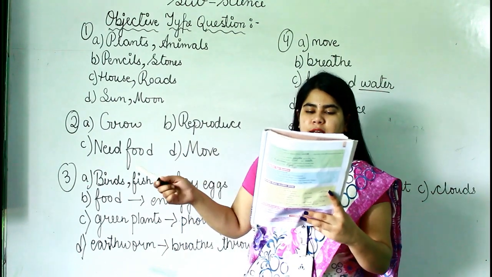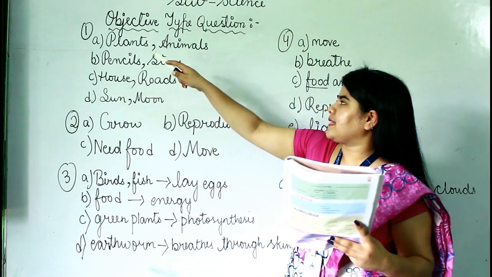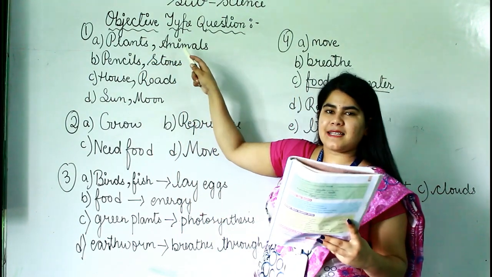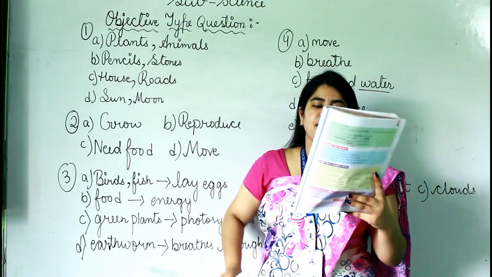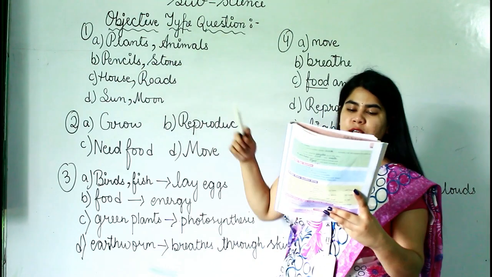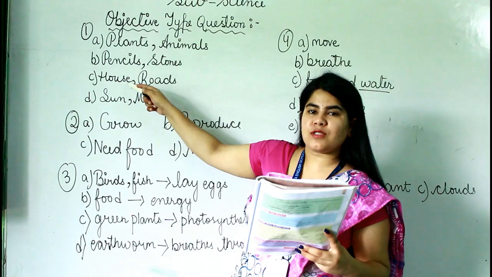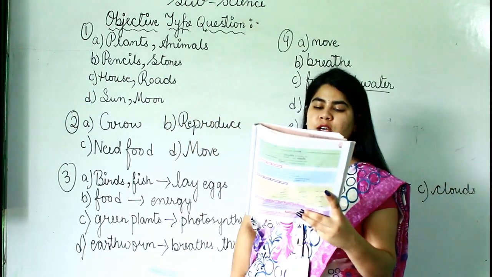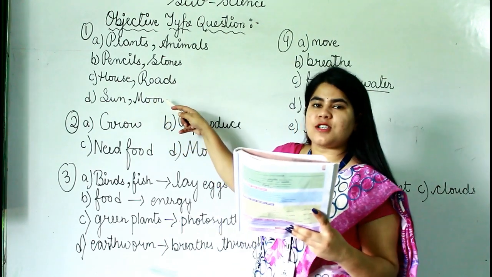Name the following. The first one, name two living things. They are plants and animals. Second, two non-living things. They are pencils and stones. Third, two man-made things. They are house and roads. Two natural things. They are sun and moon.